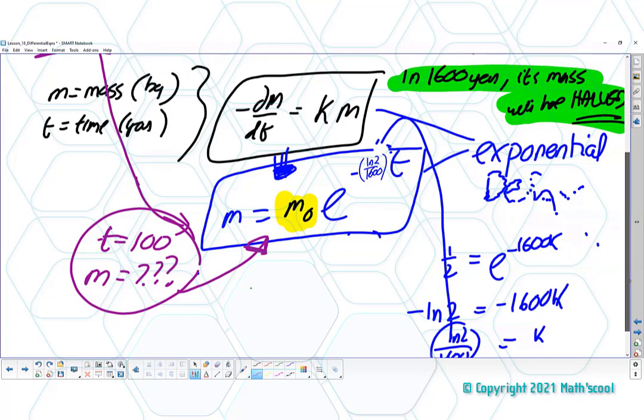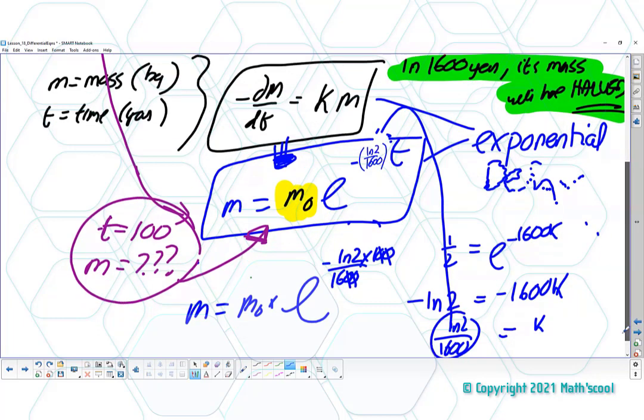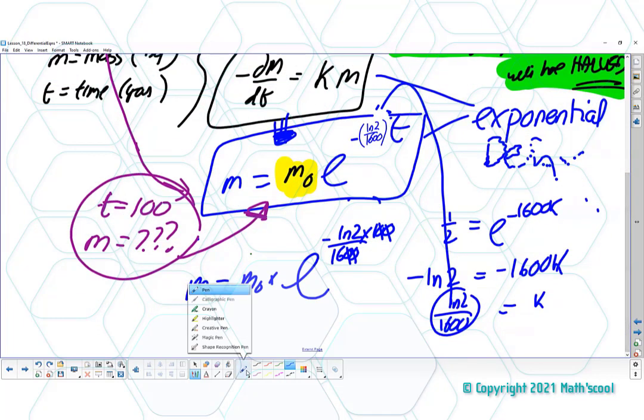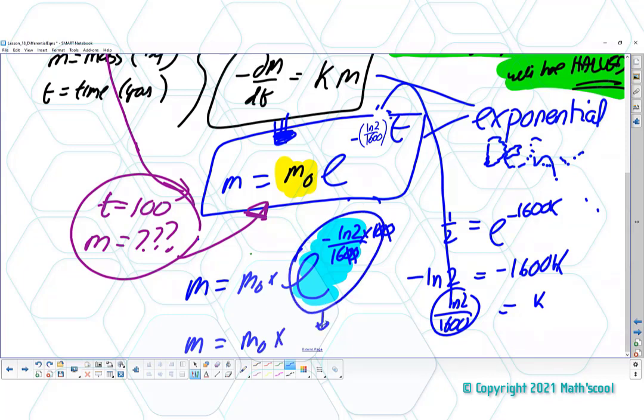So our answer was, we're putting in t as 100 instead, so m equals m naught times e to the minus ln 2 over 1600 times 100. So those noughts will cancel out. So all you've got to do is type this bit into your calculator, which is e to the minus ln 2 over 16. And that will give you m equals m naught times, what does that give you when you stick it in the calculator, Dana?